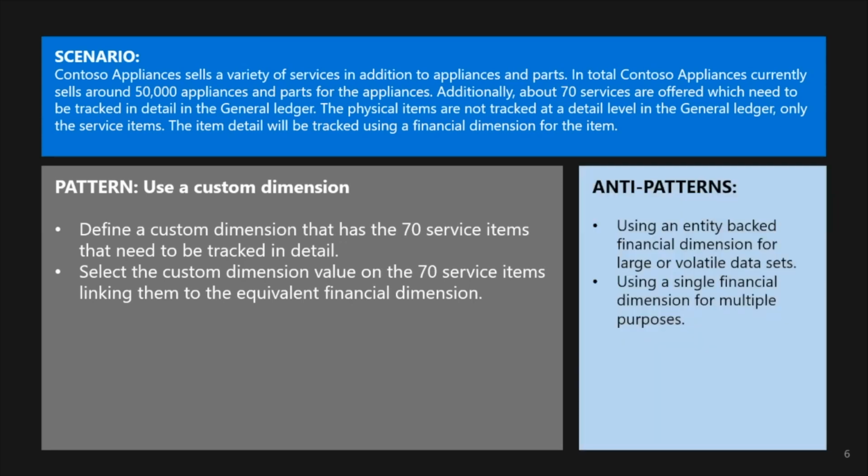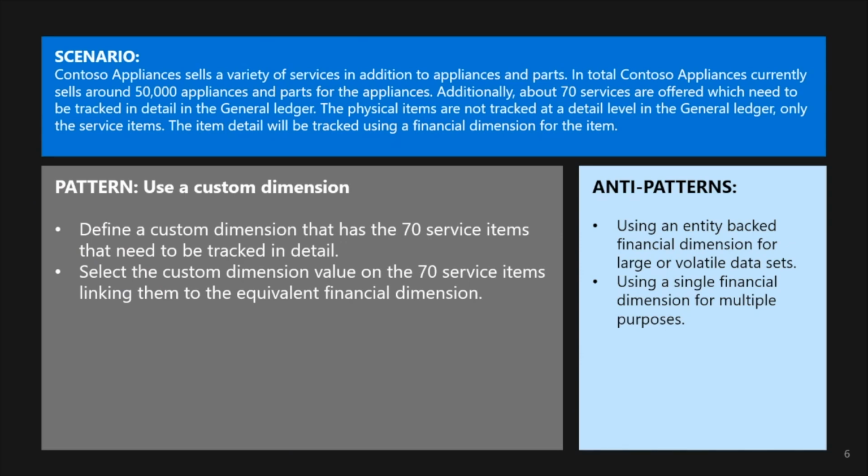Some things that I would say we shouldn't do are probably like using the entity-backed financial dimension. I know we talked about this in one of our earlier sessions where we said don't use it for larger volatile data sets. The 50,000, well, a dimension with 50,000 values is probably okay. A lot of it, remember, when we talked about it, comes back to the number of combinations.